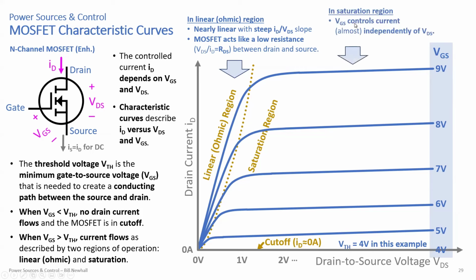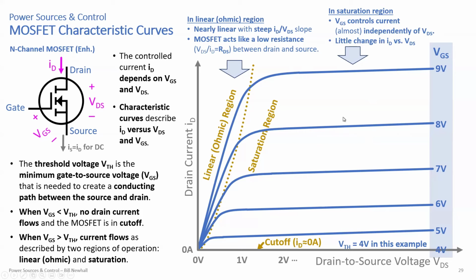In the saturation region, the gate to source voltage, VGS, controls current independently almost of VDS. Okay, so right here you see that these lines are almost flat. They're not exactly flat, but they're almost flat. And current changes as you change VGS. So if you start at 5 volts, you get a certain current. Increase to 6 volts, you get increased current. 8 volts, increased current. And if you change the drain to source voltage within reason, since these are almost flat, the current is almost independent of VDS because that line isn't exactly flat. But there is little change in ID as you change VDS.